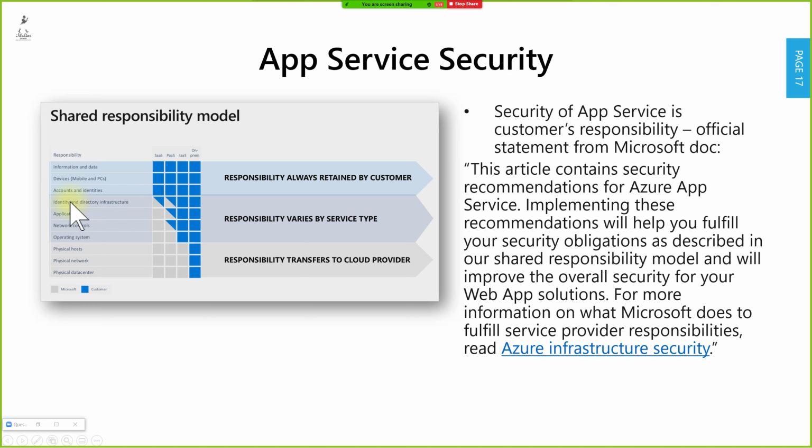Microsoft says that yes, we will provide you tools for identity protection, but you have to realize it. We will provide you tools for the application, but you need to implement these tools.